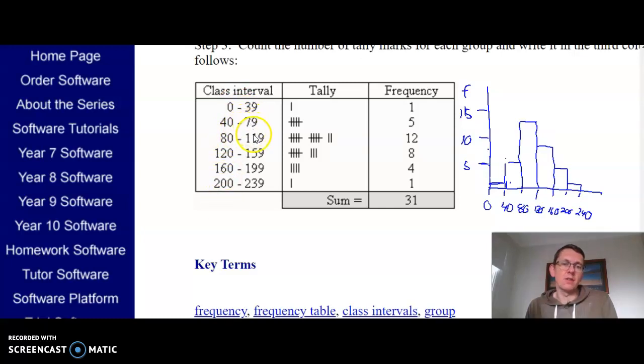So this has 1, 2, 3, 4, 5, 6 groups. That's a pretty good number there. Anywhere between 6 and 8 is really good. The one criticism I do have is that jumping by sizes of 40 probably isn't the most conventional. If we jump by groups of 25, for example, we could have gone up to 250, and that would be 10 class intervals. So we could have gone 0 to 24, 25 to 49, 50 to 74, and so on.